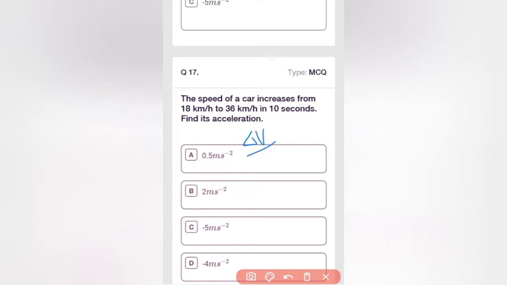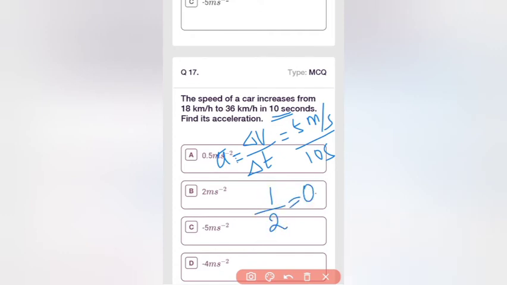So change in velocity by time, that is acceleration. Change in velocity, we saw that it is 5 meter per second divided by time. Time here is 10 seconds, divided by 10 seconds. It's going to be 1 by 2. 1 by 2 means it is 0.5 meter per second. So option A is the correct answer.